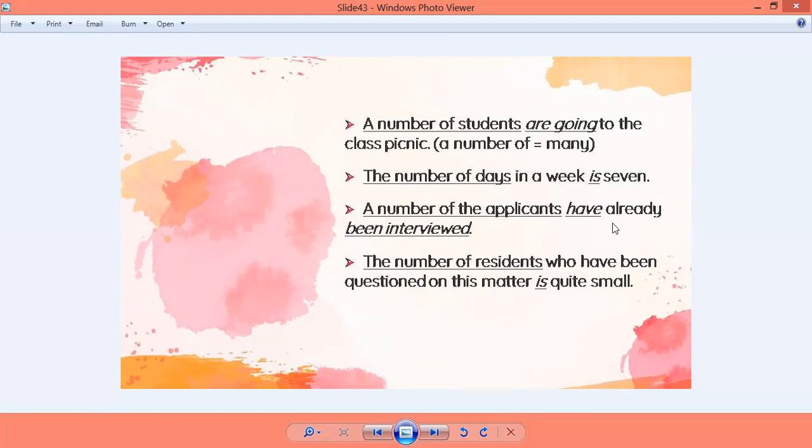A number of applicants have already been interviewed. Whenever a sentence starts with a number of, we know it is going to be plural and followed by a plural verb. Hence, we have used have. The number of residents who have been questioned on this matter is quite small. Again, the number of is followed by residents, a plural noun, and hence it is followed by a singular verb.